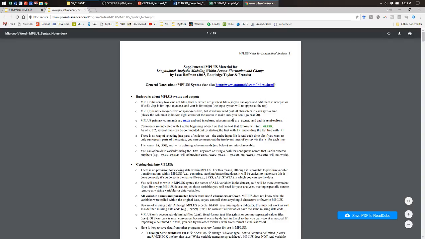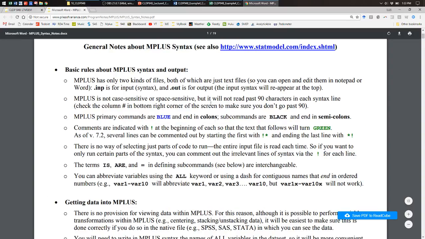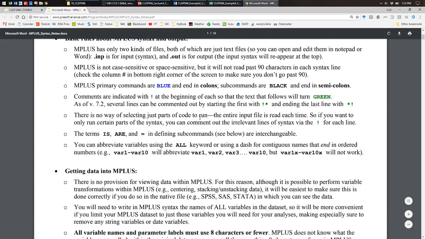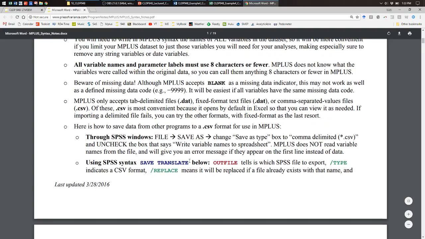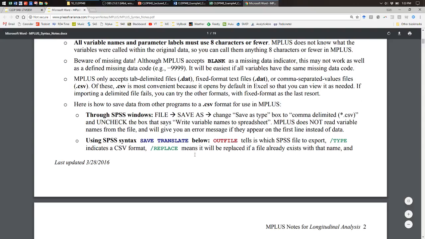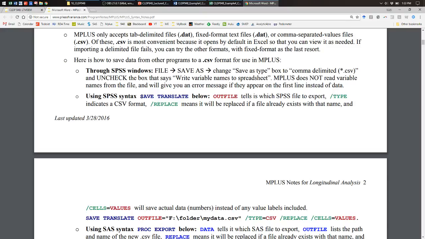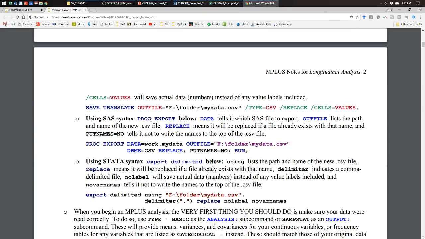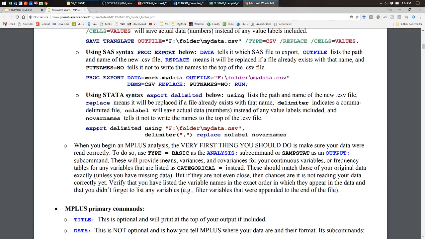If you go to that, you will need this for your second assignment, by the way, which is not yet available. This describes the rules of M+ syntax, as well as how to get data into it. So I have what the data have to have in terms of their characteristics, as well as example code for how to export your data from various programs. So for instance, in SPSS, you would use save translate. In SAS, it's proc export. And in Stata, it is export as well.